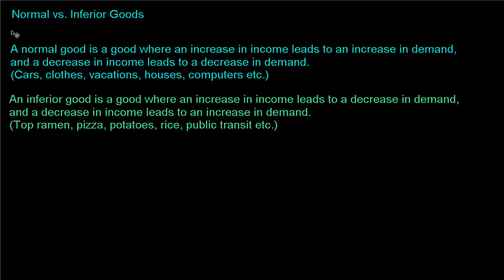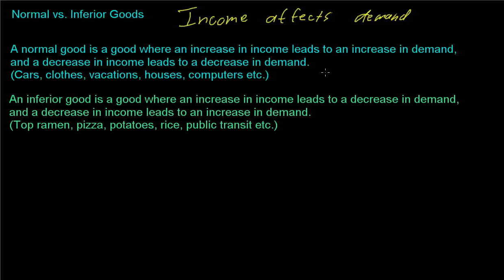So in this video I want to explain what a normal good is and what an inferior good is. The first thing I want to say is that whenever we're talking about normal or inferior goods, we're talking about income. So we're talking about how income affects demand. Income is such a special thing in economics that we always include it when we're talking about the demand for a good. And so economists have split it up into two different categories, either a normal good or an inferior good.